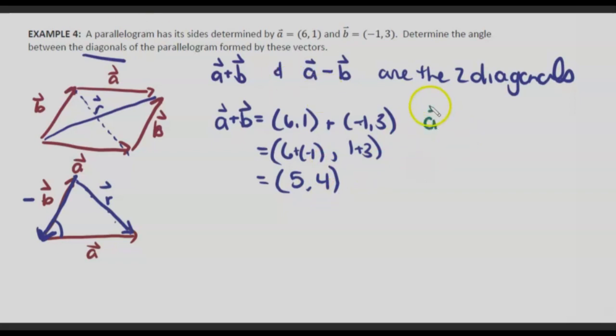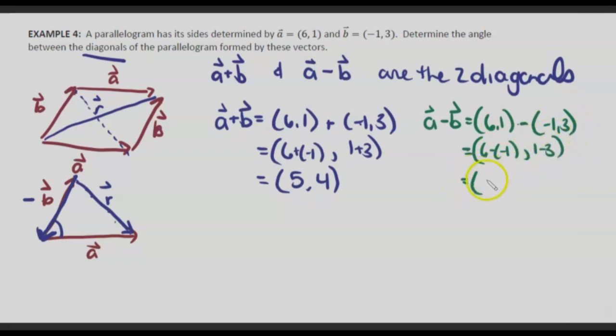Okay, now vector A minus vector B. So we're going to have 6, 1 minus -1, 3. So we're going to go 6 minus -1, comma 1 minus 3. So I get 7, -2.